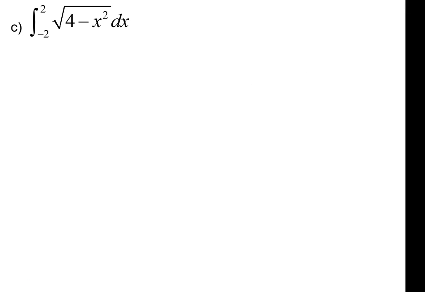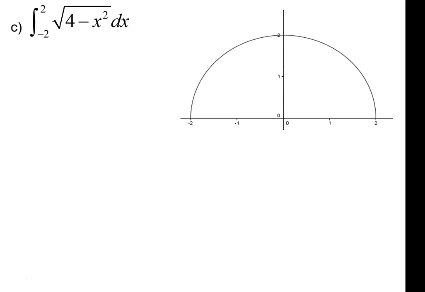Let's try another one. So we're looking for the integral of the function square root of 4 minus x squared from -2 to 2. You may or may not recognize this, and that's okay if you don't. This is a semicircle centered at the origin with a radius of 2. So what we're looking for here is how to find the area of a semicircle.